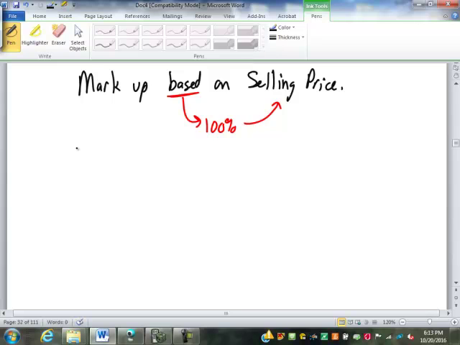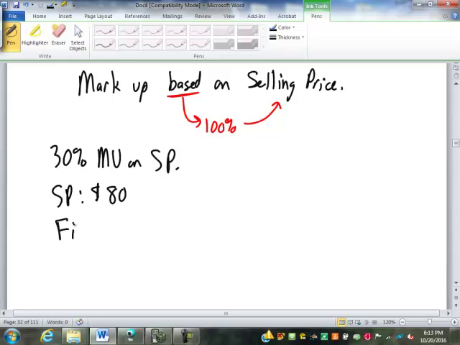So let's say that we have a 30% markup on selling price. The selling price is $80. Find the dollar amount of the markup.